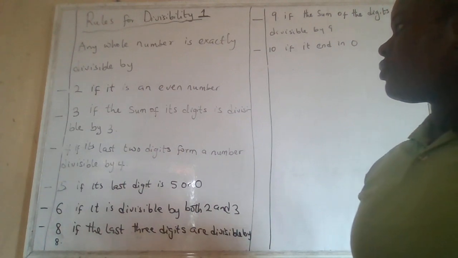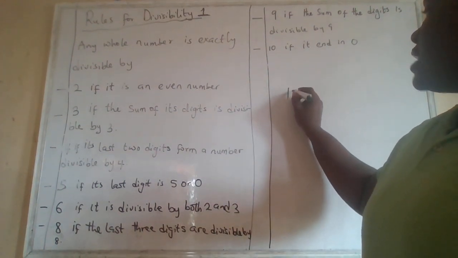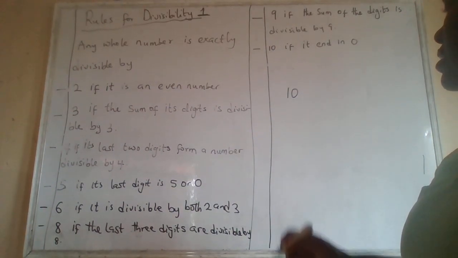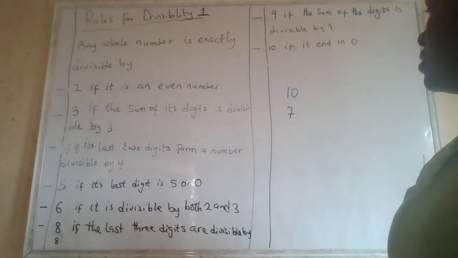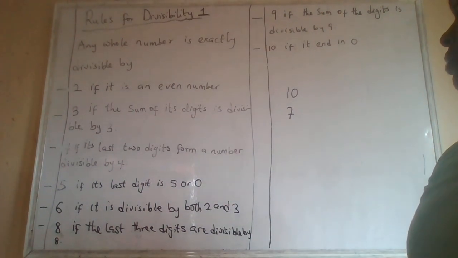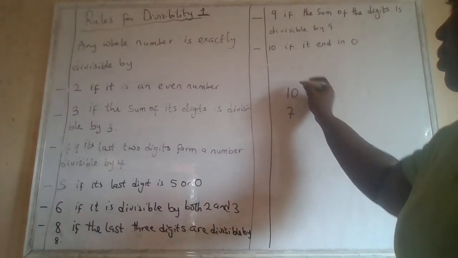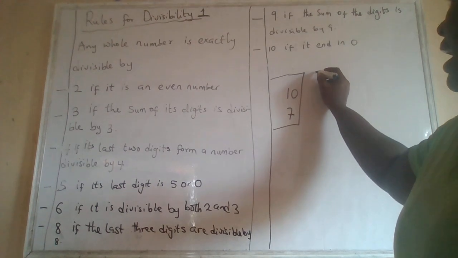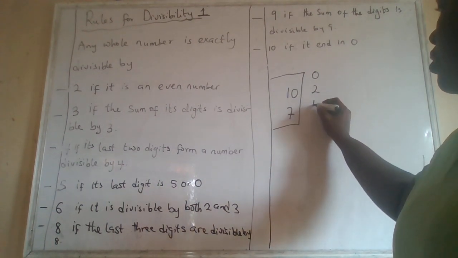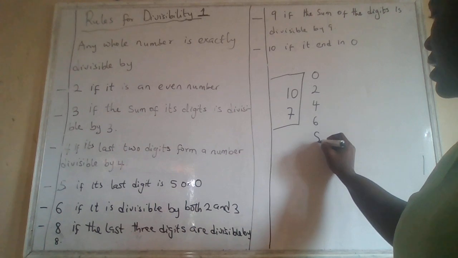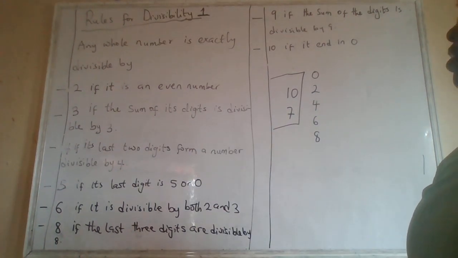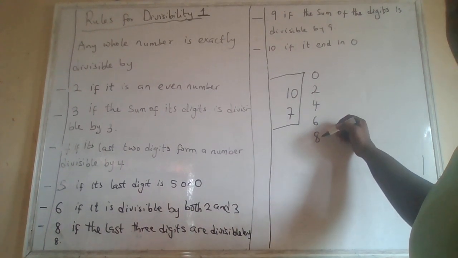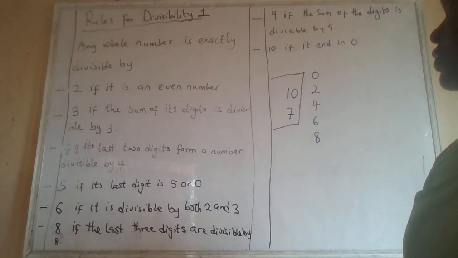For example, 10. 10 is an even number and 2 can divide it. 7 is not an even number and 2 cannot divide it. By the way, an even number is any number that ends with 0, 2, 4, 6, 8. Any number that ends with 0, 2, 4, 6, 8 is referred to as an even number.